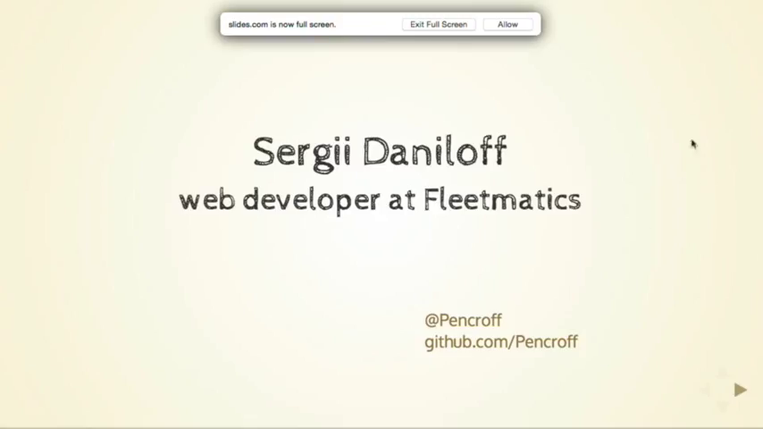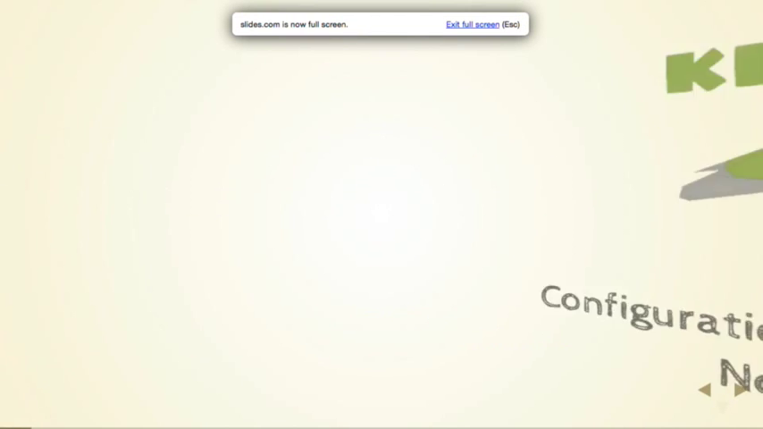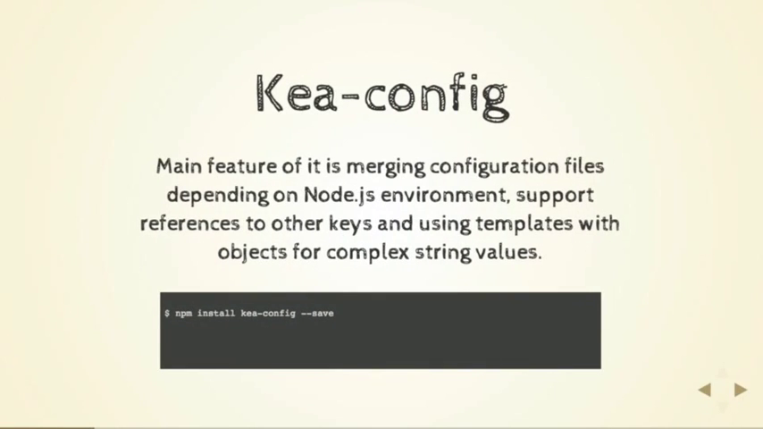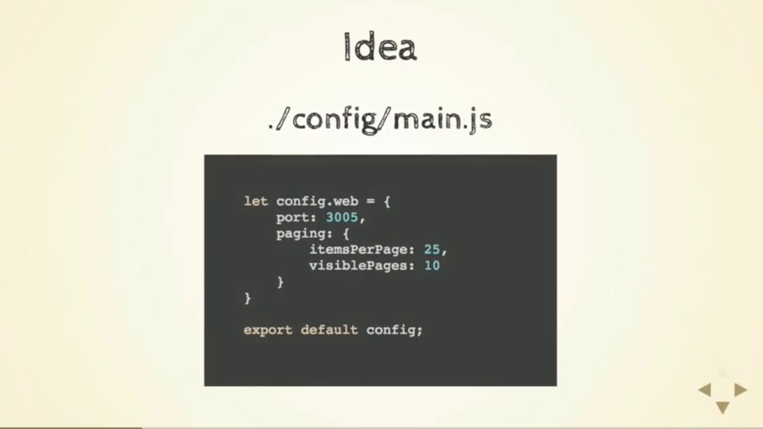I'm working as a web developer at Fleetmatics, and I will tell you today about my own library, care-config. It's a small library for configurations on node.js servers. And let me explain the small idea of how it's working. It's already in npm, and you can just install it: npm install care-config --save. And what is the idea of this library?